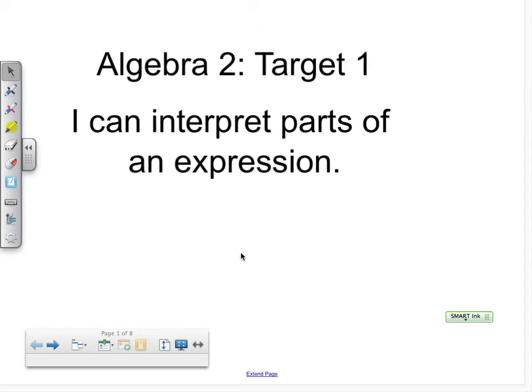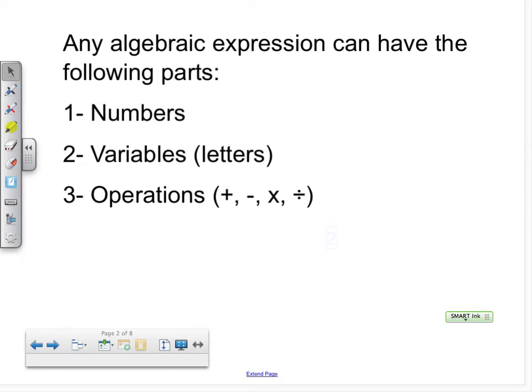Algebra 2, Target 1. I can interpret parts of an expression. The first target we're looking at is largely a vocabulary target. We're going to be looking at parts of an expression. You need to know what they are. So when I say something like, what's the constant, what's the variable, you can tell me where that is in the expression. We'll start with a few terms: numbers, variables, and operations.